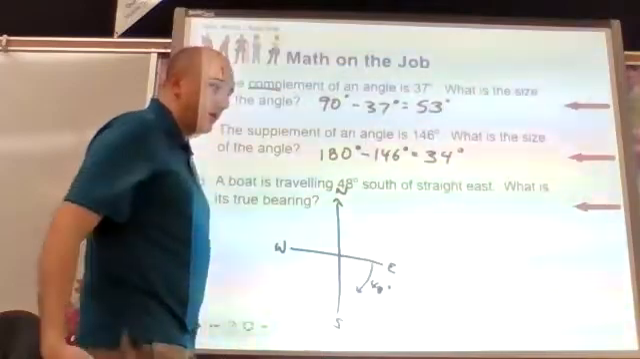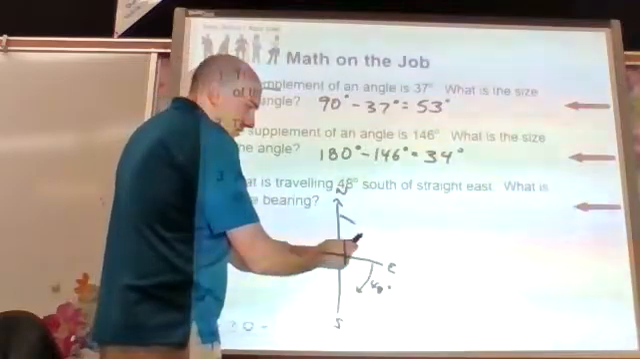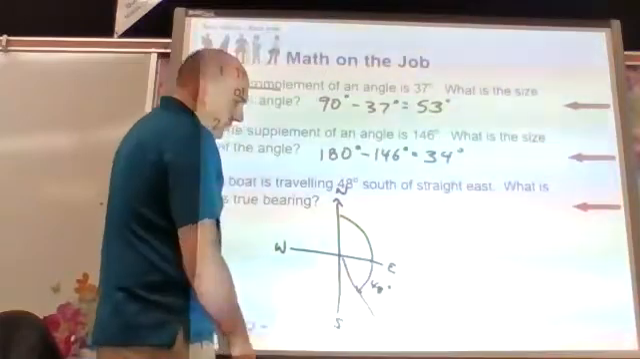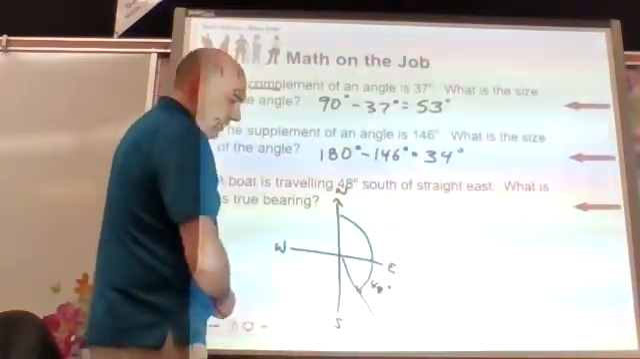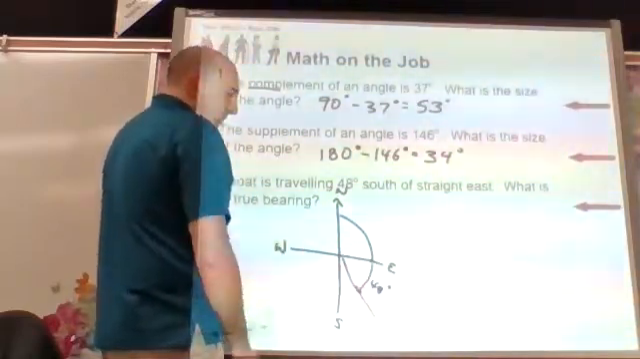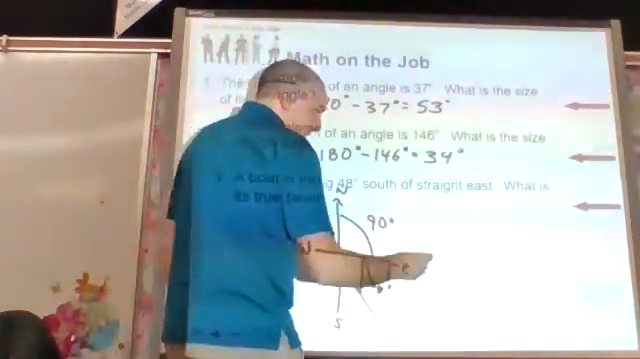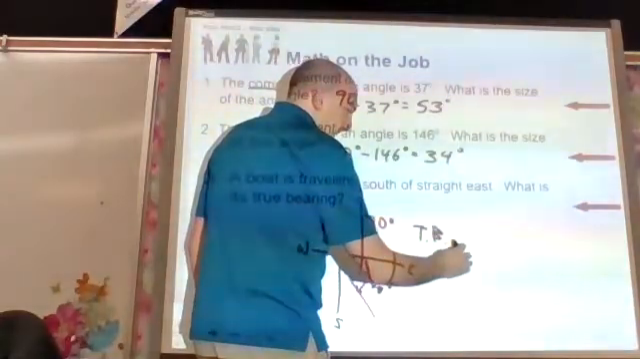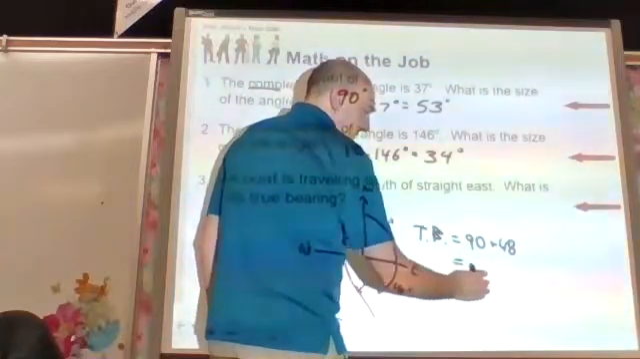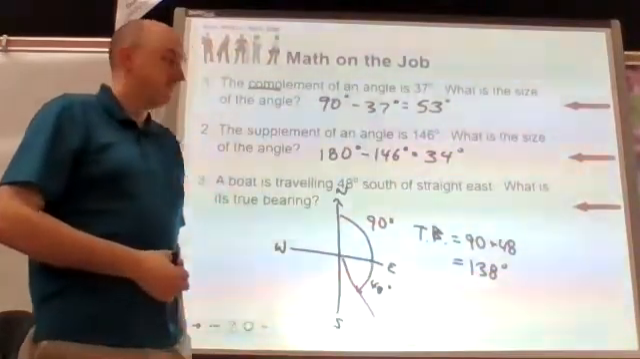So how do we do true bearing again? We start at north, and we go clockwise until we get to our angle. So this angle is 48 degrees south of east. That's not a very well drawn 48 degrees. Remember, 45 is right on the halfway between east and south. But here, this is going to be 90 degrees. This is going to be 48 degrees. So true bearing equals 90 plus another 48, or it's going to be 138 degrees. True bearing. Okay. All right, that's it.